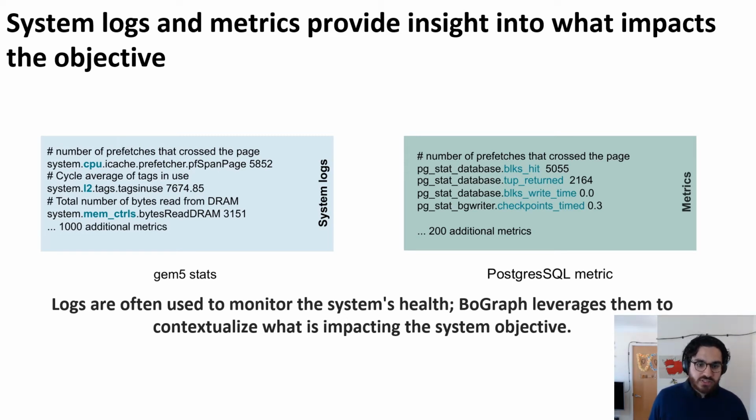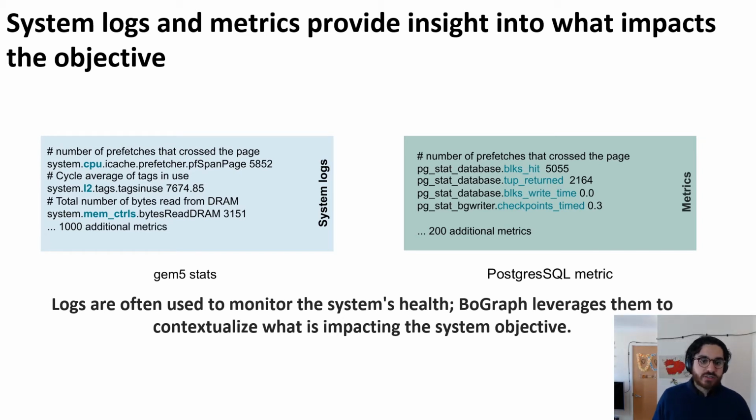For example, on the left side you have Gem 5. You know which component of the CPU, so the cache in the CPU is receiving 5,800 span pages. This information, there's like 1,000 different metrics. While it's useful in a very condensed way for an expert, we can't possibly just use that as it is. So we have to process it before we use it and automate the process of extracting information from here.